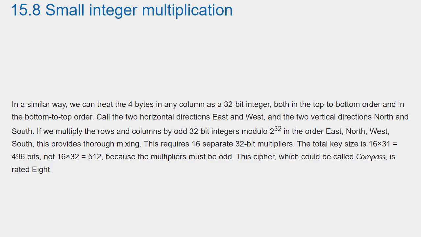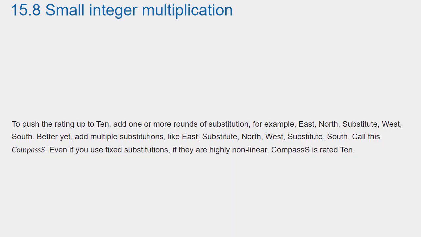Call the 2 horizontal directions east and west, and the 2 vertical directions north and south. If we multiply the rows and columns by odd 32-bit integers modulo 2 to the power 32 in the order east, north, west, south, this provides thorough mixing. This requires 16 separate 32-bit multipliers. The total key size is 16 times 31 equals 496 bits, not 16 times 32 equals 512, because the multipliers must be odd. This cipher, which could be called compass, is rated 8.